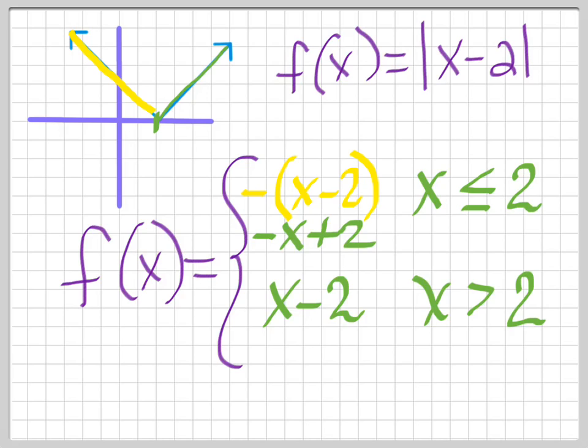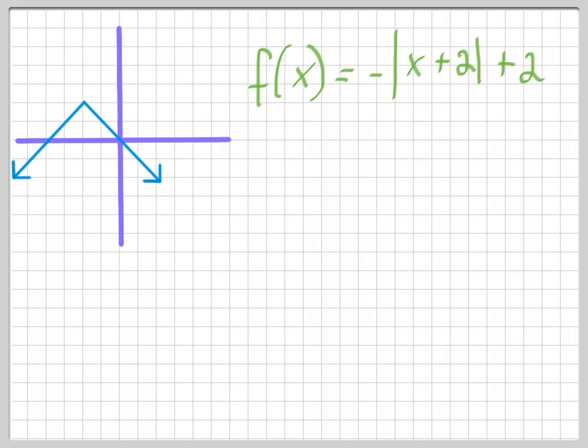So basically, we're looking at what is the slope on the left-hand side of the dividing point and what is the slope on the right-hand side of the dividing point. If it's positive, you take the positive value of the absolute value. If it's negative, you take the negative value of the absolute value. Let's look at another example.